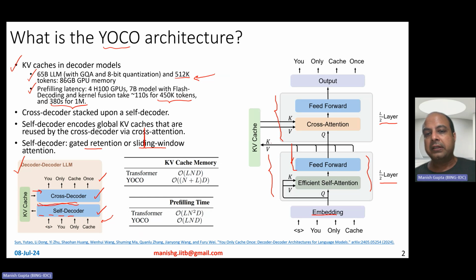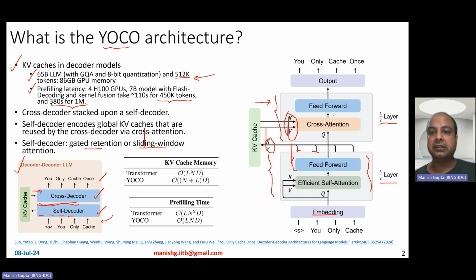Okay. Now, what happens in this upper part, which is called the cross-decoder part, is that you take these key value pairs, the keys and values, which are computed by the last layer here, and those are the ones that are cached and used as part of cross-attention. So the keys and values are actually coming from the KV cache, which is populated here. This KV cache is populated by the last layer from the self-decoder, right?